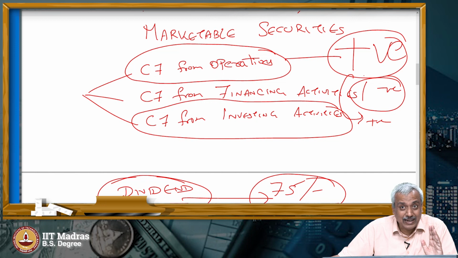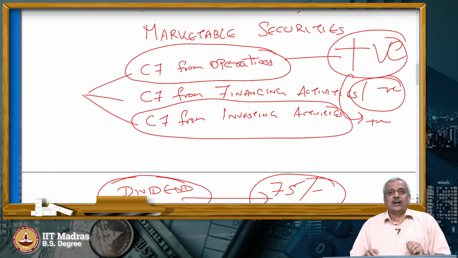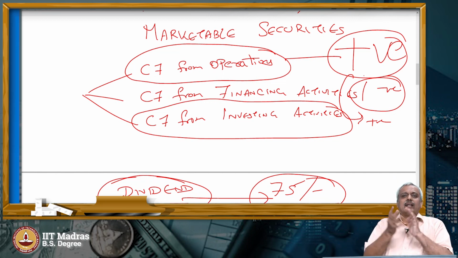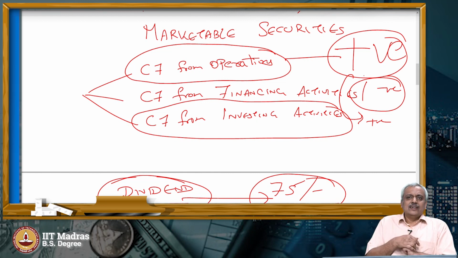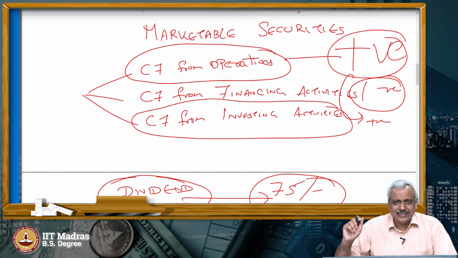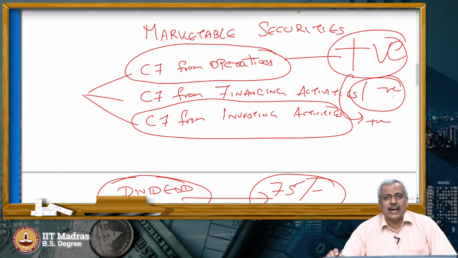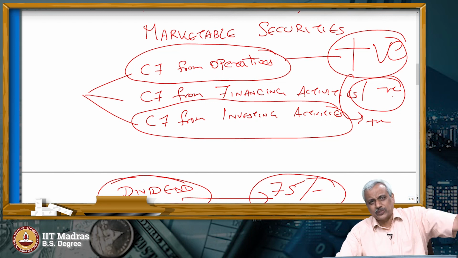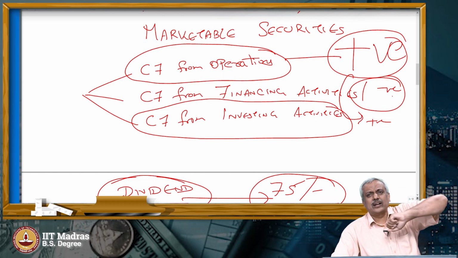So, for a company which is in a growth path, obviously the financing cash flows will also be positive there, because you need to keep borrowing, you need to keep increasing your capacity. Increasing the capacity cannot happen only from the cash flows from operations. You need to borrow more, you need to raise more capital, you need to put up one more facility, and so on and so forth.